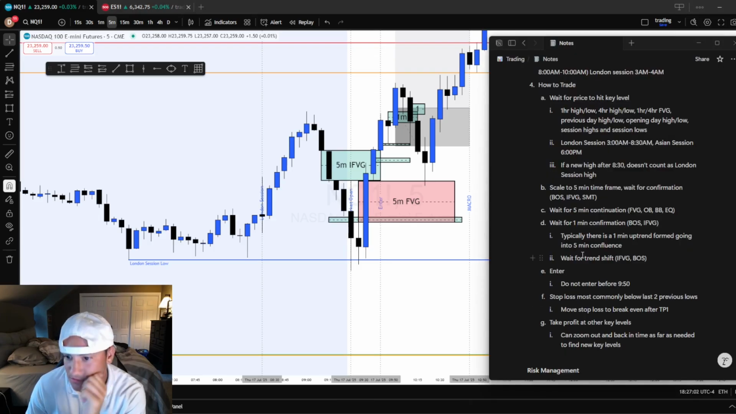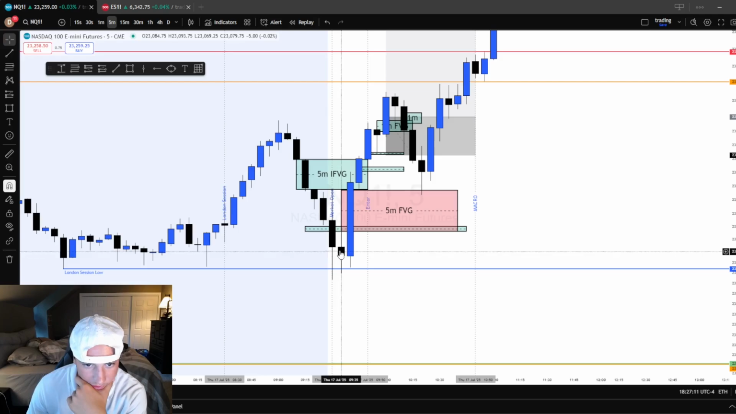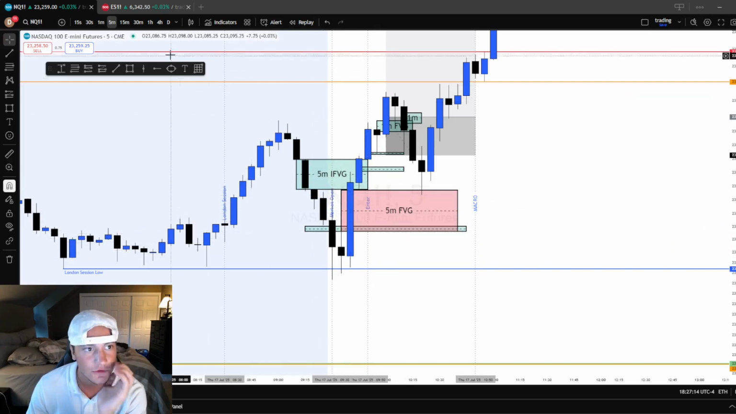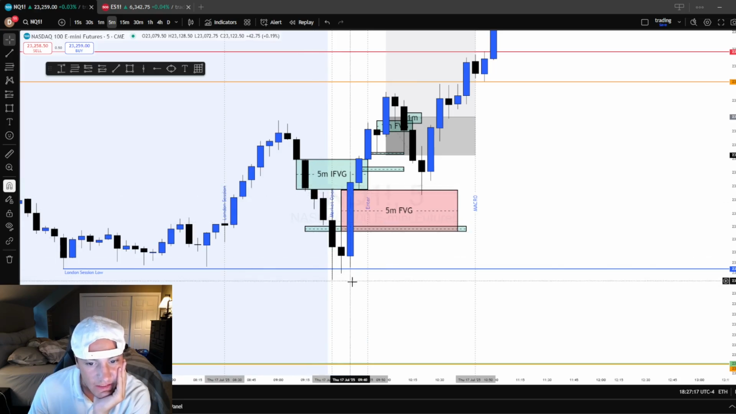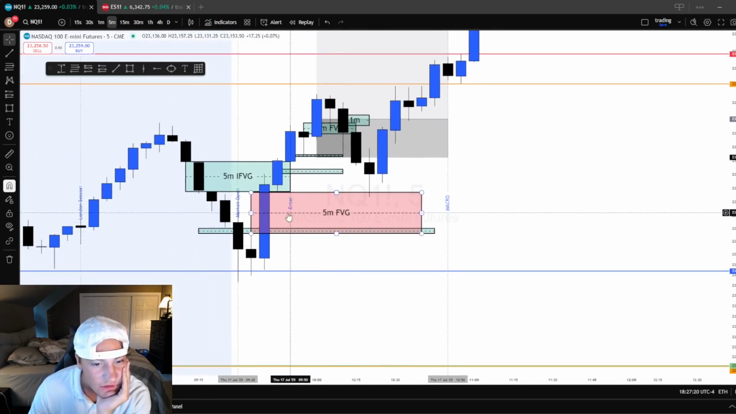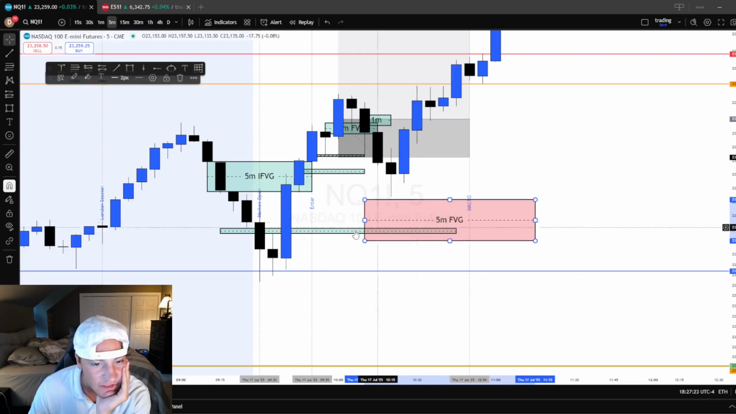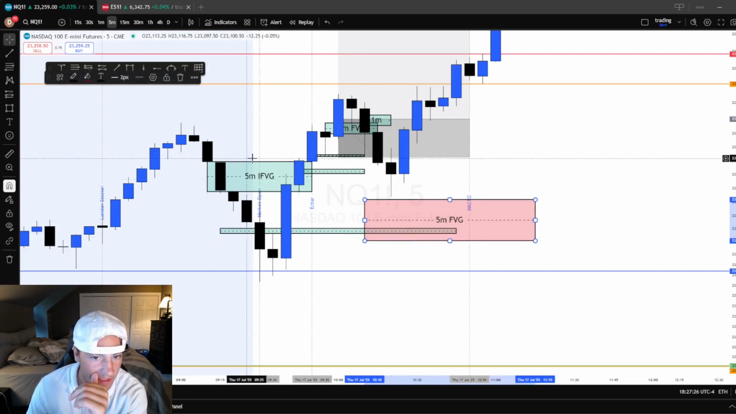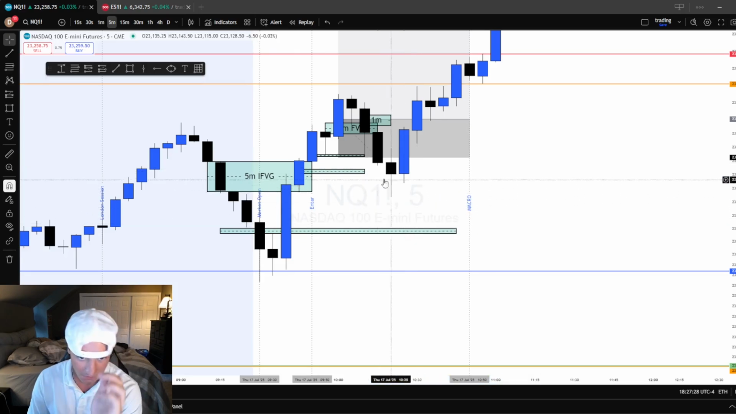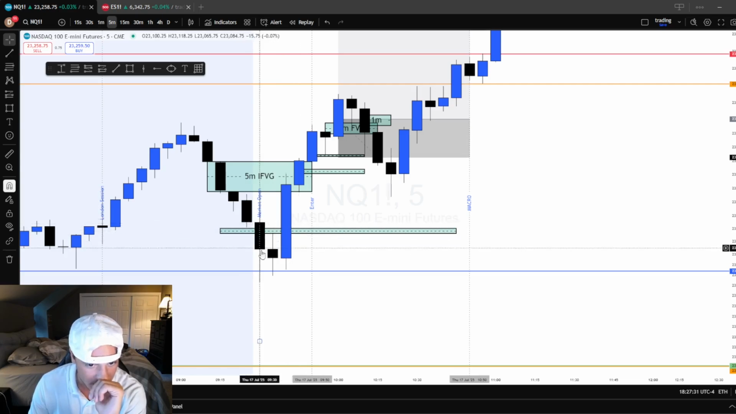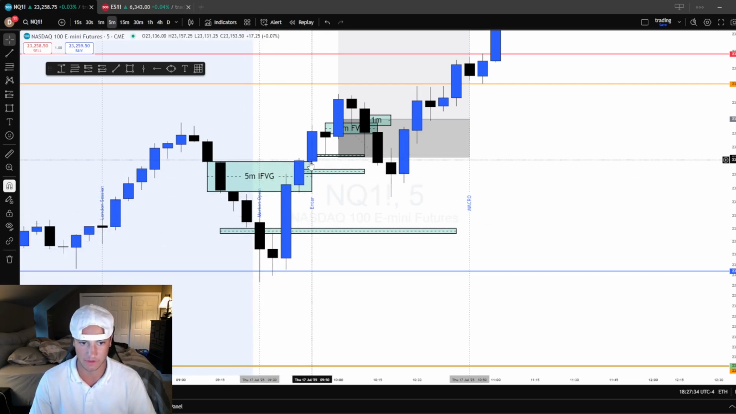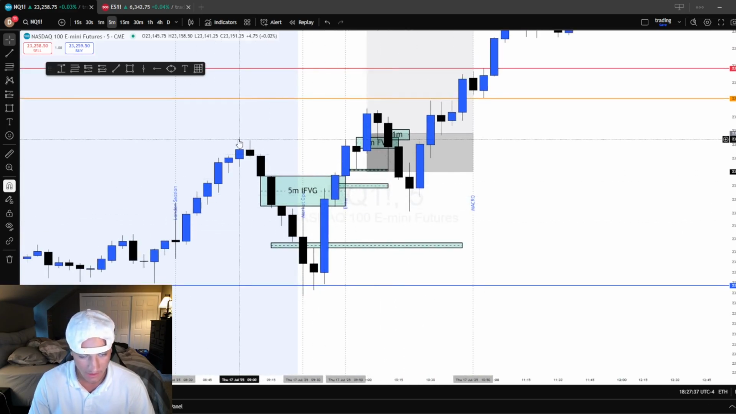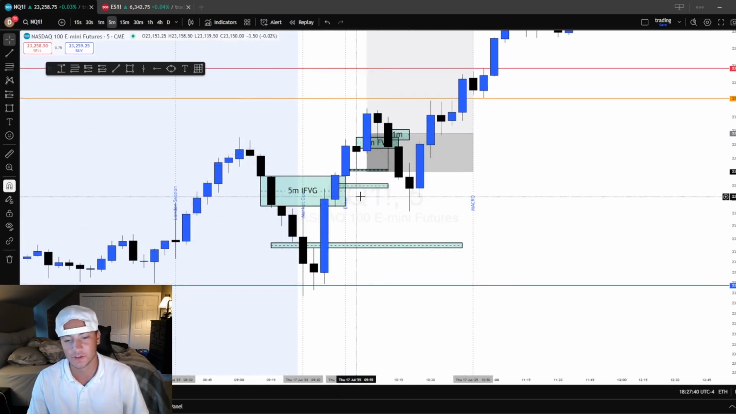Where's the notes? Wait for 5-minute. Wait for confirmation. Break of structure. Inverse fair value gap. SMT. Okay, so we kind of had that SMT. I guess we didn't really have a break of structure. Did we have the 5-minute inverse fair value gap? Okay, so we had this 5-minute inverse fair value gap and this 5-minute inverse fair value gap. Even if this wasn't enough justification, this definitely was cleared through that second inverse fair value gap. And we had the break of structure, and we had the SMT. So this should have been an easy trade today.